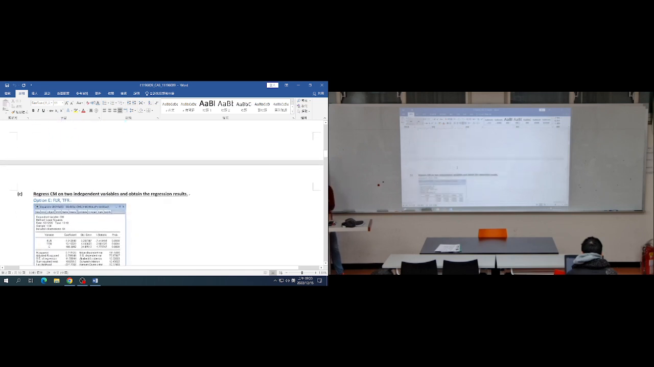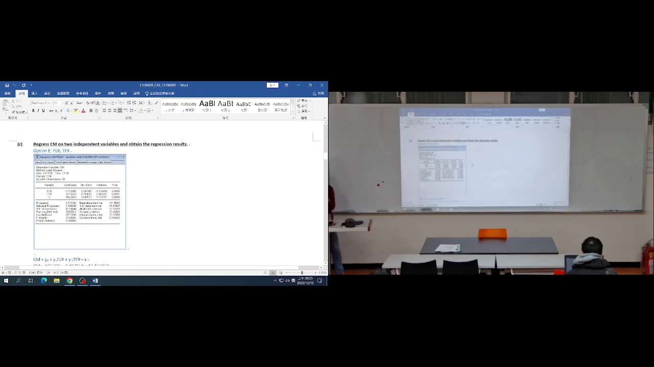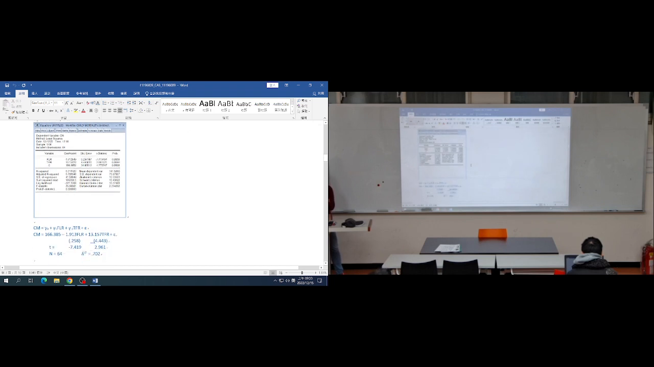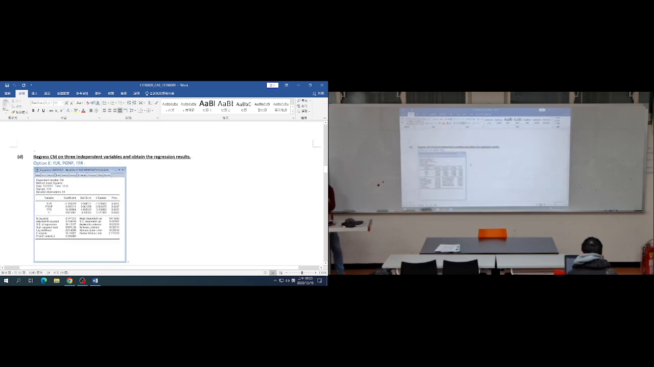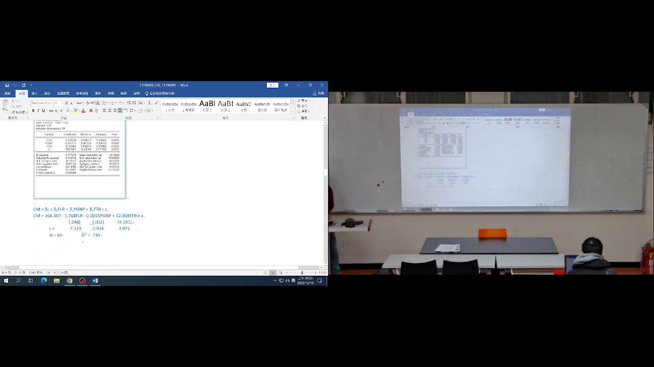For the next one, we need to regress CM on two independent variables, which are female literacy and total fertility rate. This is what we got from EViews. And then for the last one, regress child mortality rate on three independent variables, which is all of the variables: FLR, PGNP, and also TFR. And this is what we have.